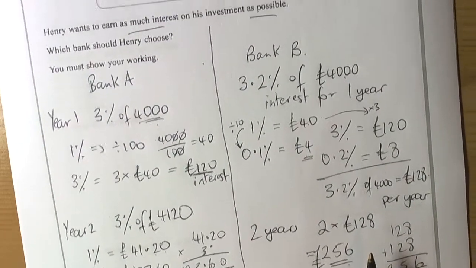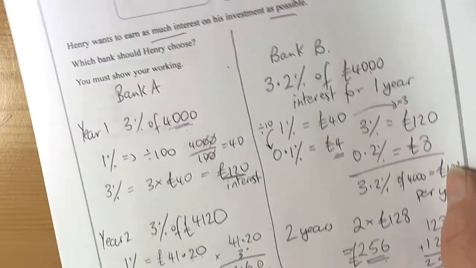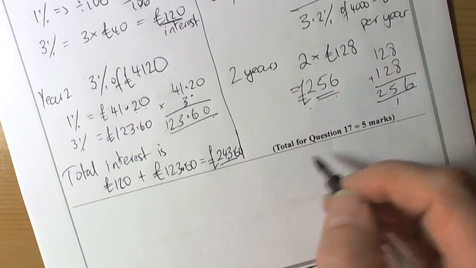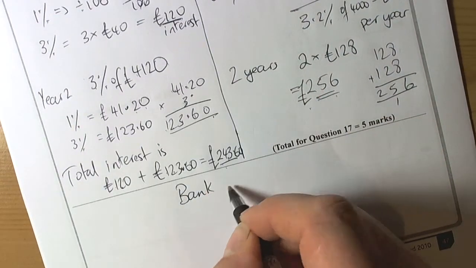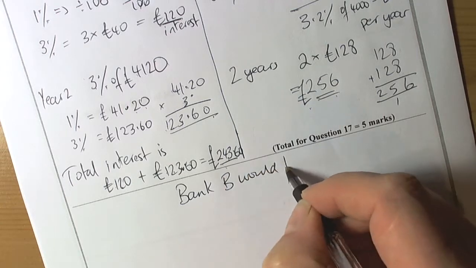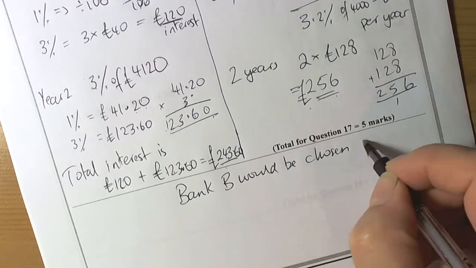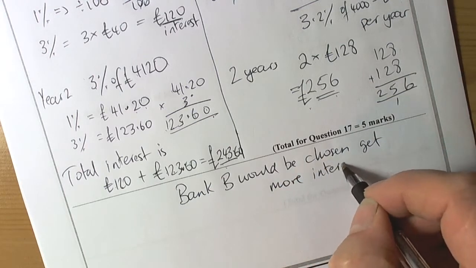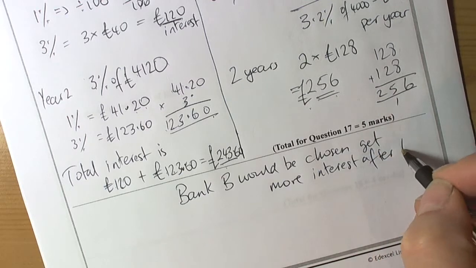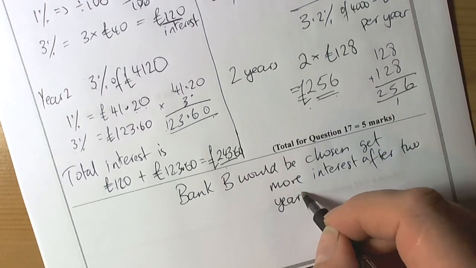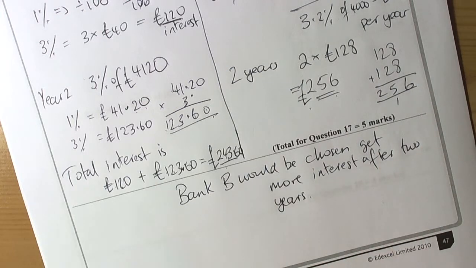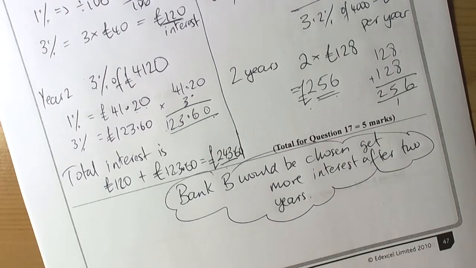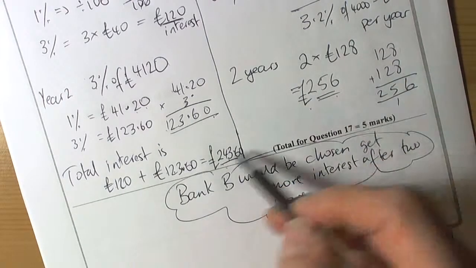Now it's a starred question, so that means we must communicate our final answer. The question said, which bank should Henry choose? So we should have a sentence that says, Bank B would be chosen, get more interest, or words to that effect. Now, a better answer would be to say how much more interest and things like that, but the examiners would give you the marks just for saying Bank B would give you more interest, therefore you've chosen that, and you've got your workings to back it up.